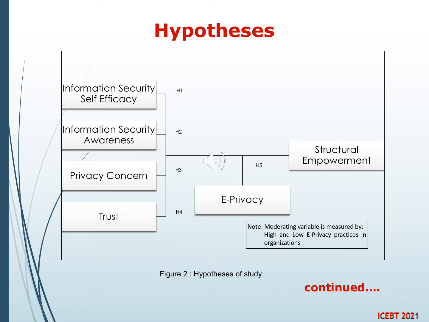Based on the above, this is the hypothesis formulated. Information self-efficacy exerts positive effect on structural empowerment. Information security awareness exerts positive effect on structural empowerment. Privacy concern exerts positive effect on structural empowerment. Trust enhancement exerts positive effect on structural empowerment. And finally, how e-privacy moderates the relationship of information security self-efficacy, information security awareness, privacy concern, trust towards structural empowerment.